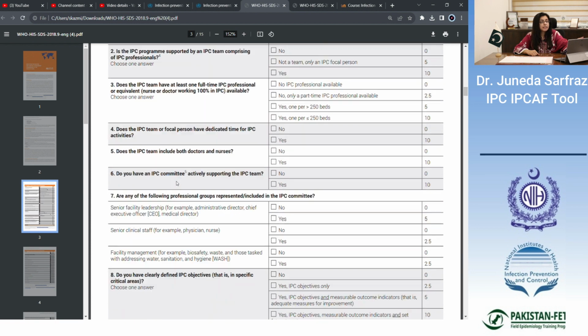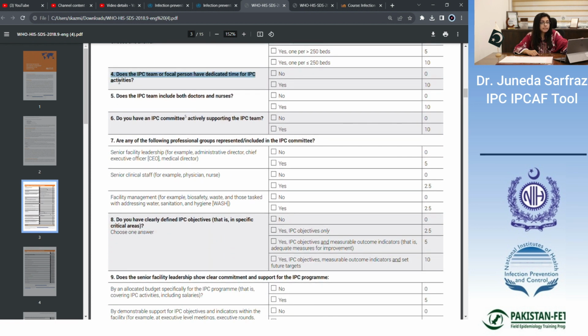The second is, is the IPC program supported by an IPC team? Again, closed-ended. Does the IPC team have at least one full-time IPC professional or equivalent? Again, the answers are there and you can tick the relevant box. Does the IPC team or focal person have dedicated time for IPC activities? It happens that the person is there, but the person does not have any dedicated time. And trust me, it has happened often enough.